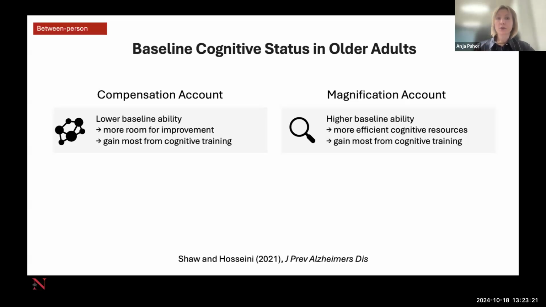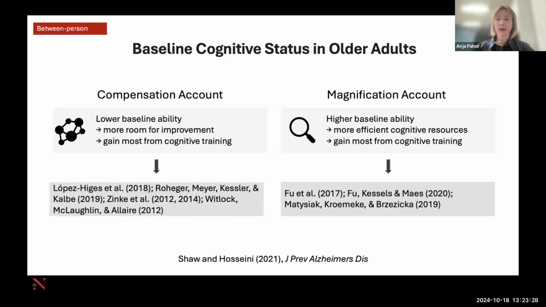Support for the magnification account suggests preservation of neuroplasticity in working memory and executive function to very old age. But we also see studies supporting the compensation account. So why is this the case? Why do we see these mixed findings? It's likely that the effectiveness of cognitive training depends on the complex interplay of these initial baseline abilities, the nature of the intervention, and how outcomes are measured, which leads to mixed evidence for both accounts.